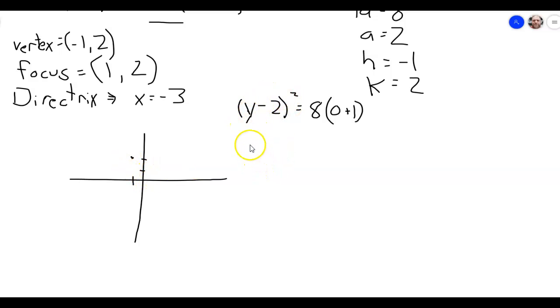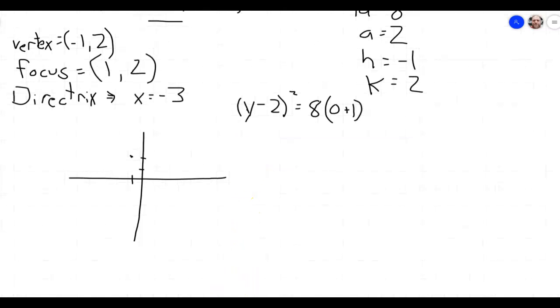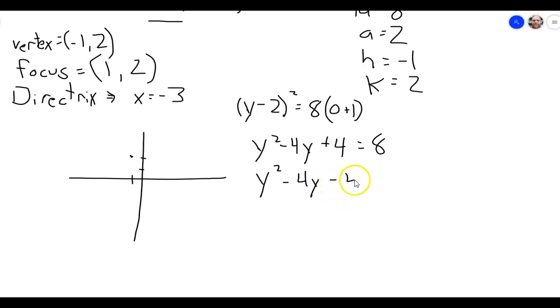So let's go ahead and FOIL this out. That's going to be y squared minus 4y plus 4. This is just (y - 2) times (y - 2). You're going to get a -2y and a -2y, and that's where I get the -4y from. Is equal to 8 times 1, which is 8. So y squared minus 4y plus 4 equals 8. Subtract 8 from both sides, and I'm going to get y squared minus 4y minus 4 is equal to 0.